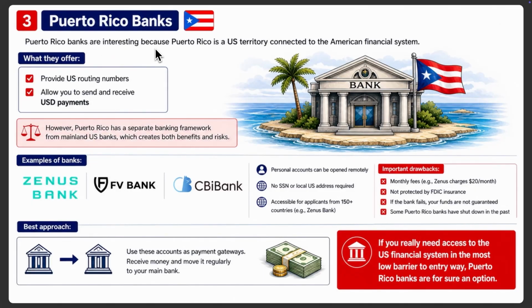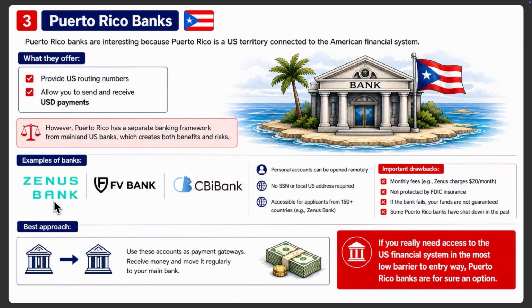Puerto Rican banks are interesting because Puerto Rico is a US territory connected to the American financial system. These banks can provide US routing numbers and allow you to send and receive USD payments. However, Puerto Rico has a separate banking framework from mainland US banks, which creates both benefits and risks. Some banks in this category include Zenas Bank, FV Bank, and CB International Bank.